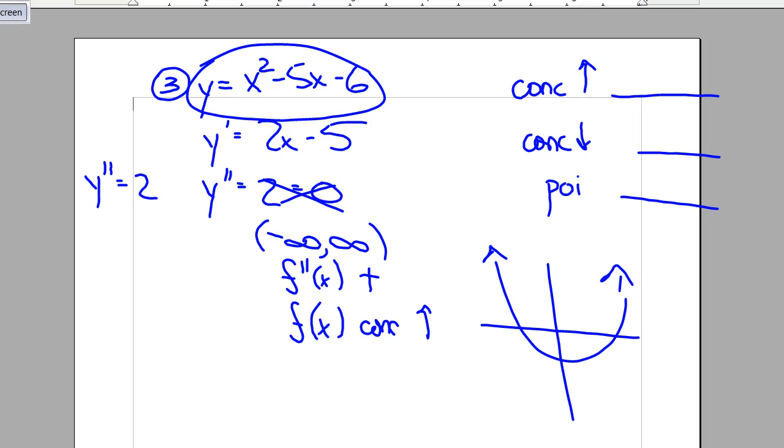So a couple things I want to make sure of there. If you're just asked to do the concavity stuff, skip all that in the first derivative. If you have to do the graph, you have to find it, but a lot of times you don't. Second thing is if there are no critical points, you have one giant interval. That's what I want to talk about there.